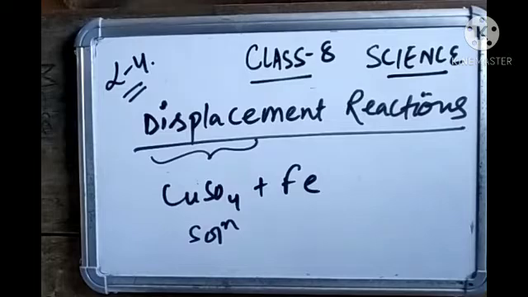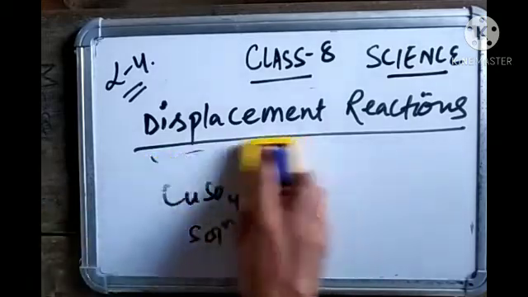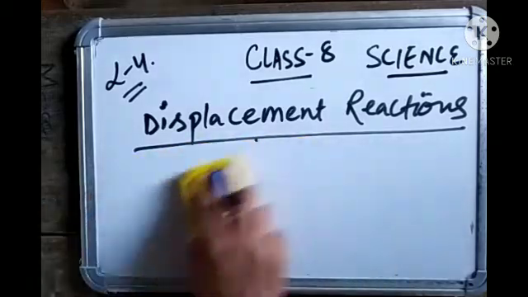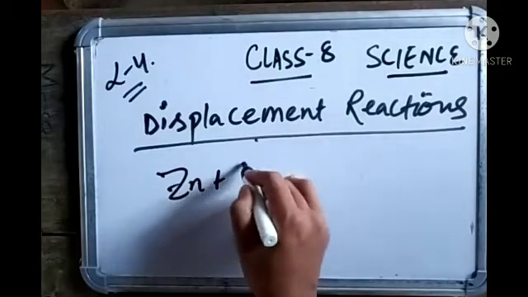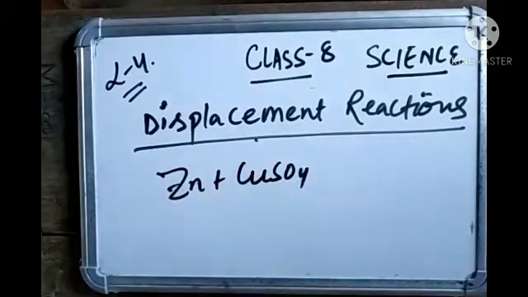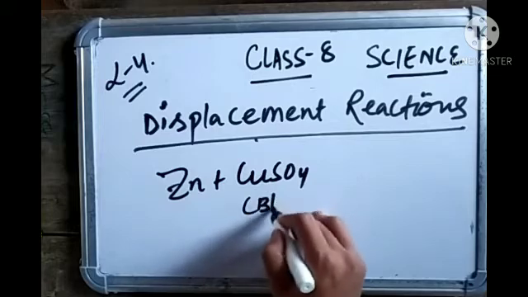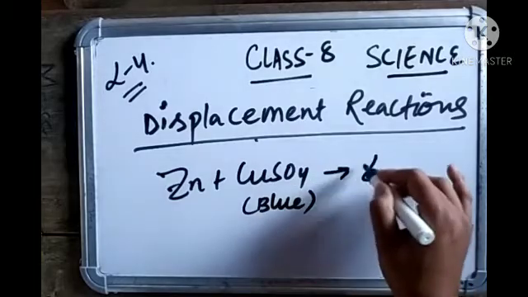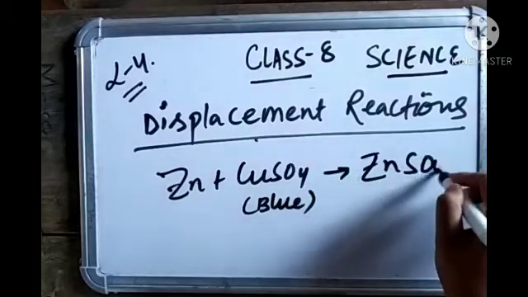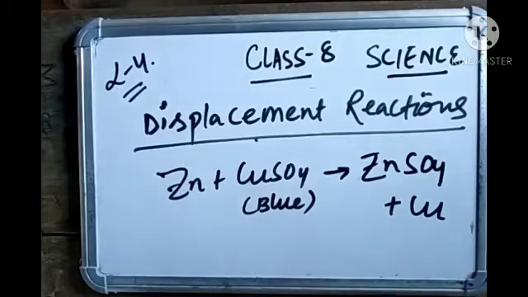This is also one of the examples of displacement reaction that we learned in class 7. And a few examples are also taken in your textbook regarding displacement reactions. Take a look at the zinc and copper sulfate reaction. The color of copper sulfate is blue. So when we add zinc in copper sulfate solution, we get zinc sulfate and copper.